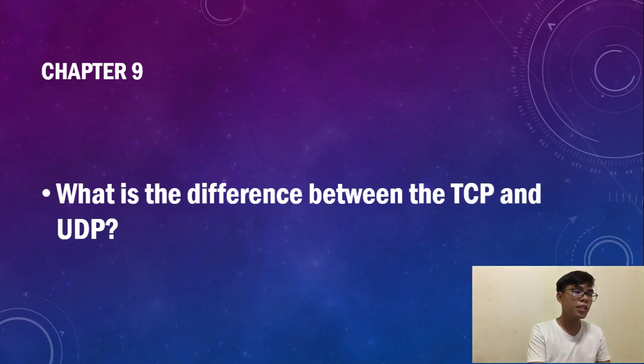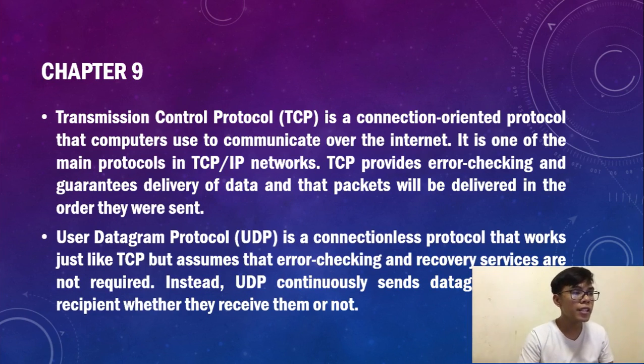What is the difference between TCP and UDP? TCP, or Transmission Control Protocol, is a connection-oriented protocol that computers use to communicate over the internet. This is one of the main protocols of TCP/IP networks. TCP provides error checking and guarantees delivery of data, and that packets will be delivered in the order they were sent. User Datagram Protocol, or UDP, is a connectionless protocol that works just like TCP, but assumes error checking and recovery services are not required. Instead, UDP continuously sends datagrams to the recipient whether they receive them or not.